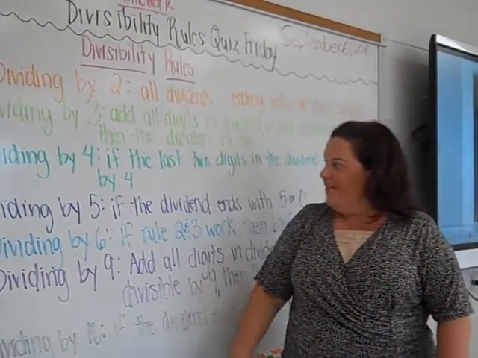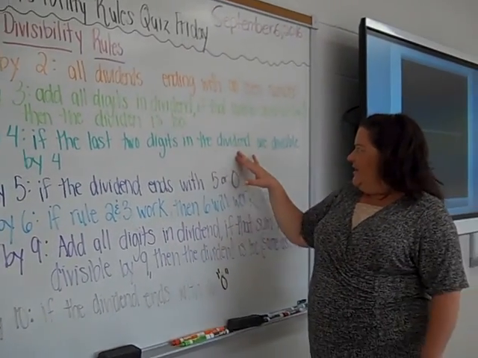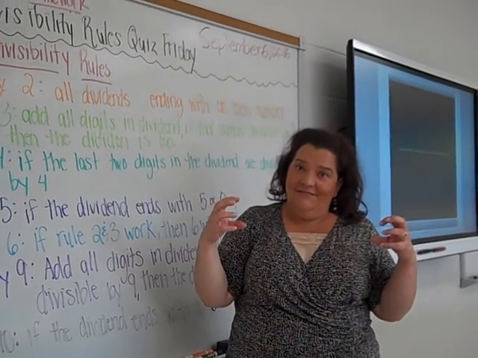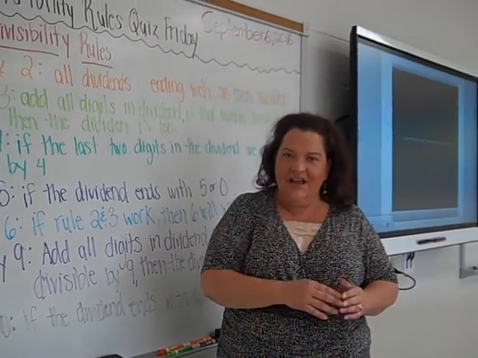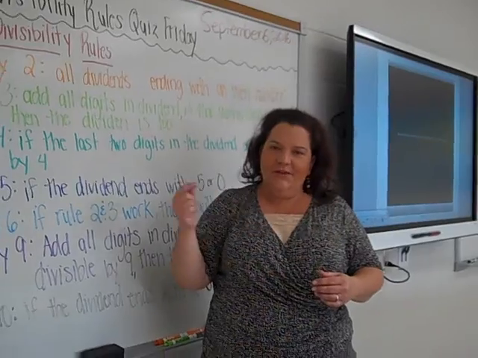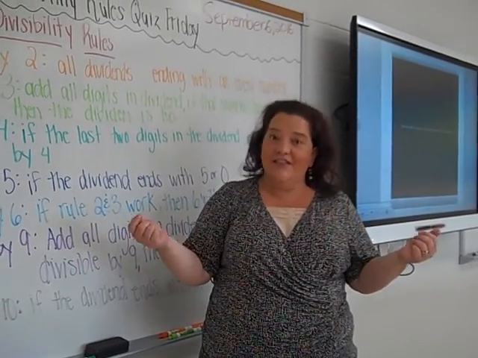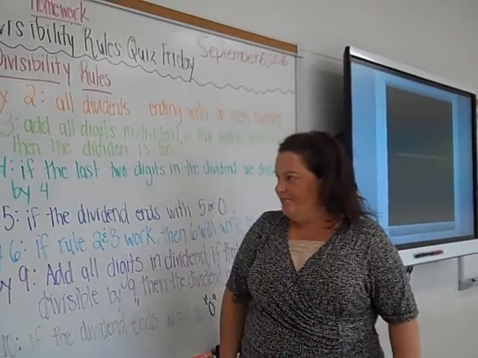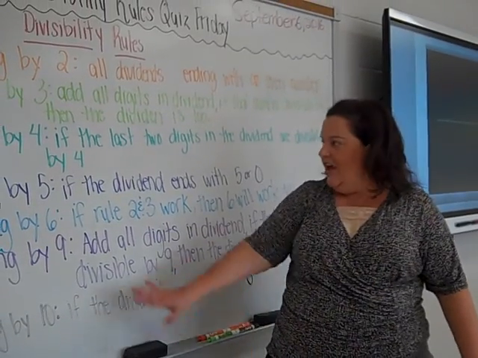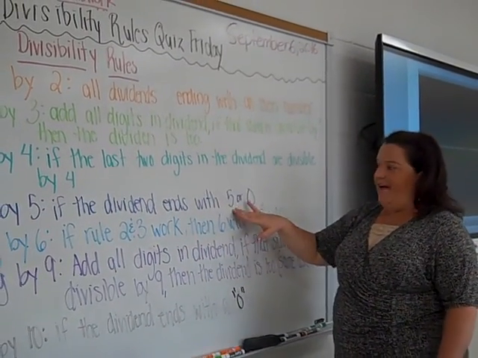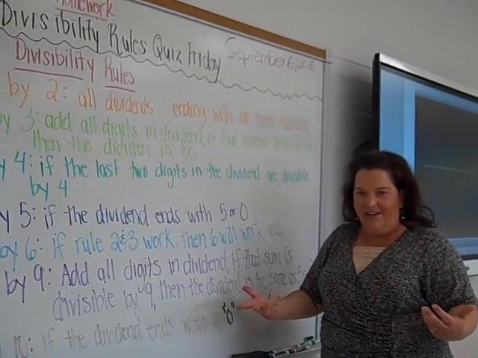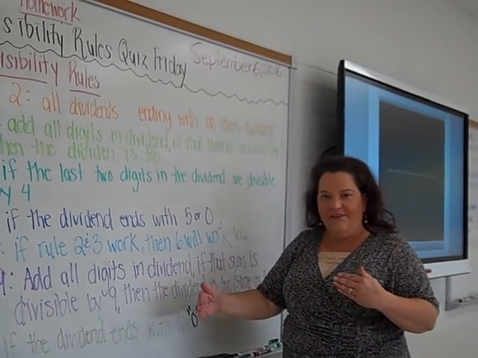Dividing by 4. If the last 2 digits in the dividend are divisible by 4, then so is that entire dividend. So we only look at the last 2 digits when we're dividing by 4. If the last 2 digits are divisible by 4, then so will that entire dividend. Dividing by 5. This one's pretty easy, and I'm sure a lot of people know this one already. But if the dividend ends with a 5 or 0, then that number is evenly divisible by 5. So the last number has to be 5 or 0.